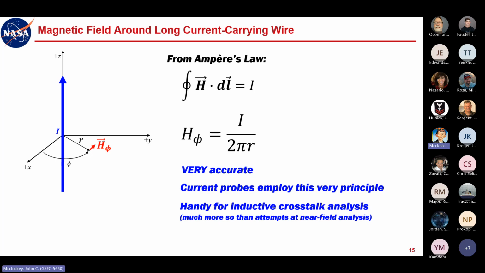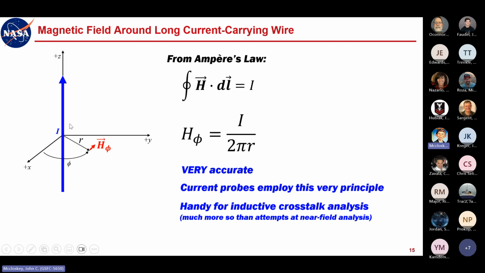As I talked about in the dipole session, when you try to do a near field analysis, particularly of the electric field, it's non-trivial. I would even say it's fraught with peril. It's got a very huge error bar associated with it. But when you look at the magnetic field around a long current carrying conductor, it could even be a displacement current, but usually we talk about a current carrying wire for this application, the magnetic field is given by this I over 2 pi r. This is very accurate, and current probes employ this very principle.